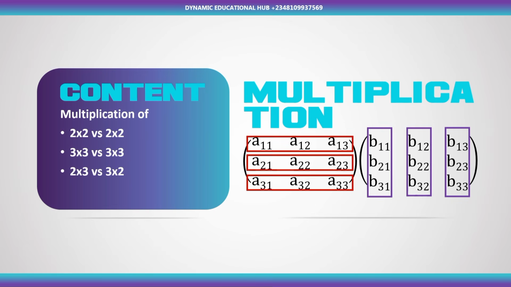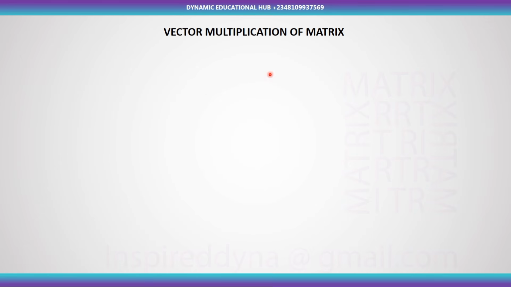We also see how to multiply 2 by 3 matrix and 3 by 2 matrix. Then we are going to see how to multiply 3 by 2 matrix and 2 by 3 matrix. Without further delay, let's start. Talk about vector multiplication of matrix.